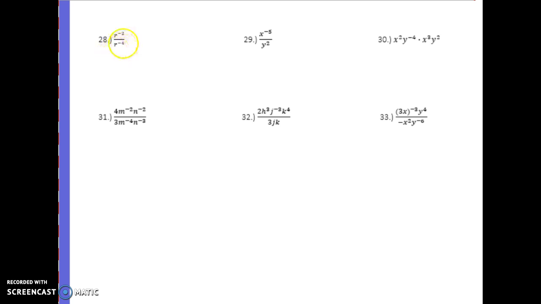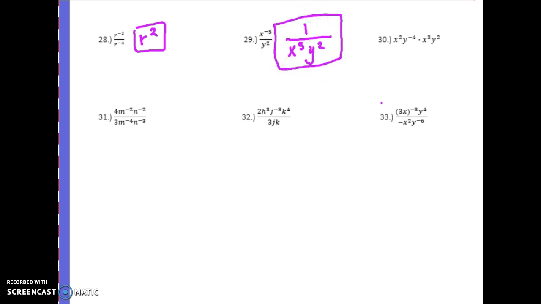Okay, we have the same base. If we take r and we subtract a -4, we end up with -2 plus 4, which is r squared. Okay. Here, x is to the negative 5 power, so we're going to move it to the denominator. The y is already down there, so we've got x to the 5th y squared, and what's left up top is just a 1.